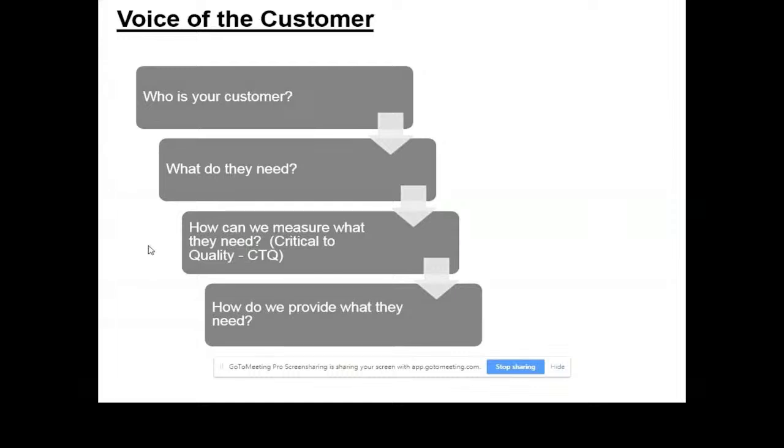So Scott, let me ask you, in the project that you were part of, as a team member, did we actually go and take the VOC from the customer at the beginning of the project?